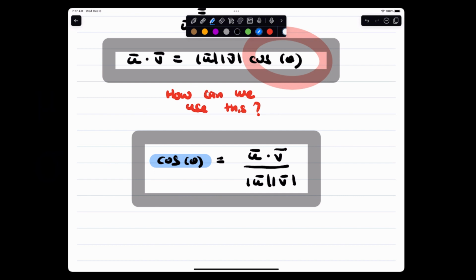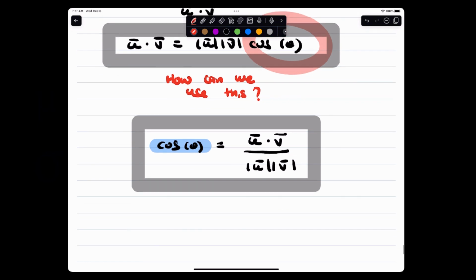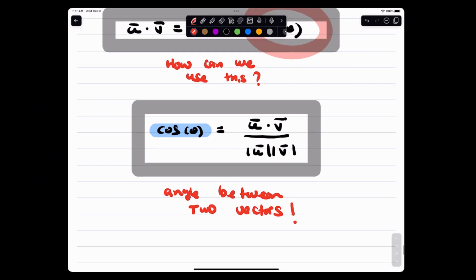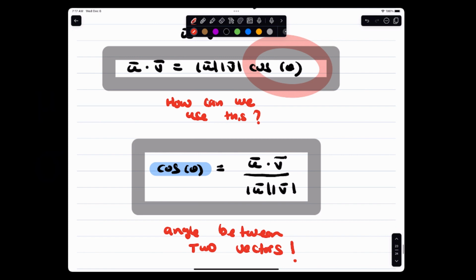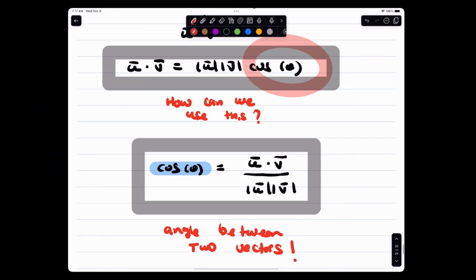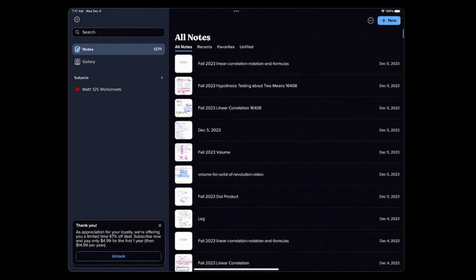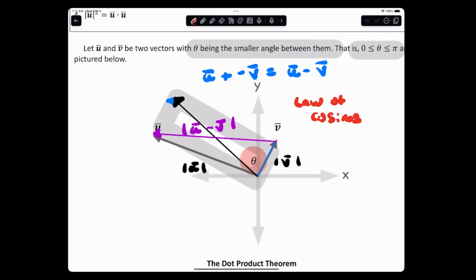Okay, so you might say, well, what is that good for? This is going to tell us the angle between two vectors. Okay, so we have the angle between two vectors. And that's the deal, ladies and gentlemen. We can find any angle between two vectors, and that's in our vector scratch. However, I did put that in the notes under dot product. There you guys go.